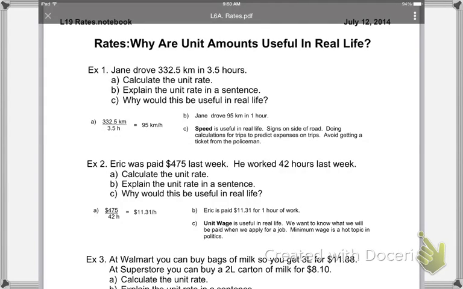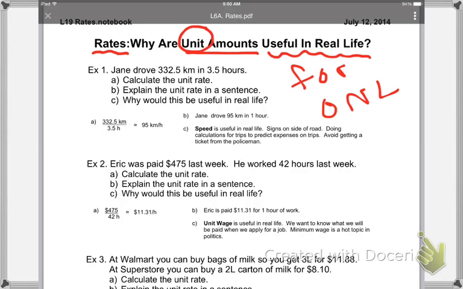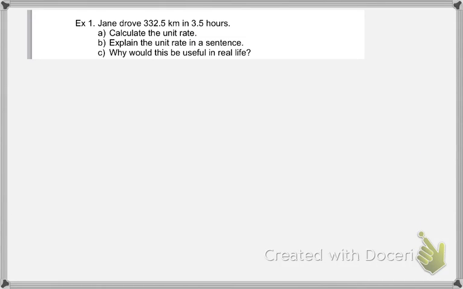Now we are going to talk about unit amounts or unit rates and why they are useful in real life. Well, the word unit means one, for how much for one of something. So, in the first question, Jane drove 332.5 kilometers in 3.5 hours. So, calculate the unit rate. So, how much for one?